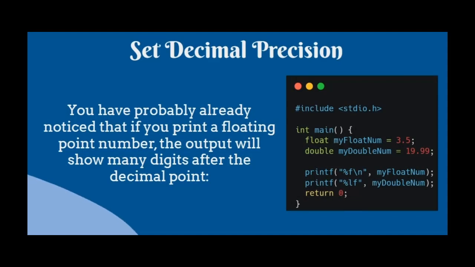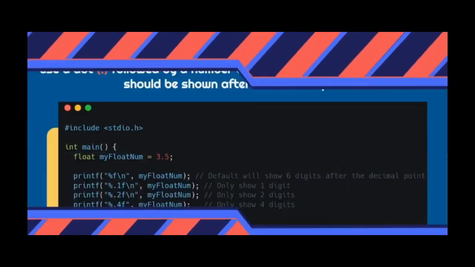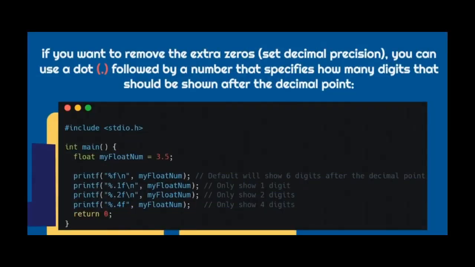Set decimal precision. You have probably already noticed that if you print a floating point number, the output will show many digits after the decimal point. Look at this example. If you want to remove the extra zeros, set decimal precision, you can use a dot followed by a number that specifies how many digits should be shown after the decimal point.